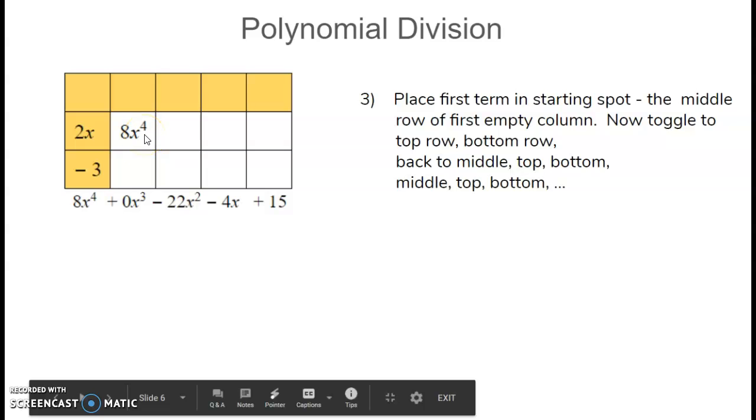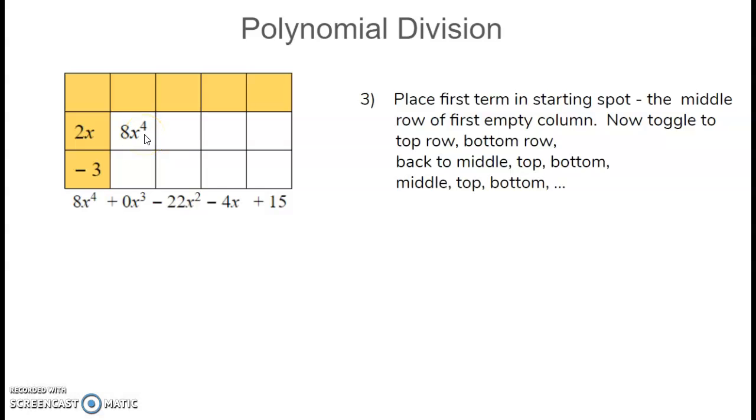Now we're going to toggle back and forth between the top, the bottom, the middle, top, bottom, middle, etc. So what goes up here in order for 2x times the top to be 8x to the fourth should be 4x cubed. There it is. Take the 4x cubed times the bottom row, put it down here at the bottom. You should get negative 12x cubed.